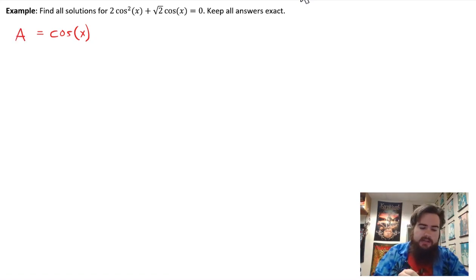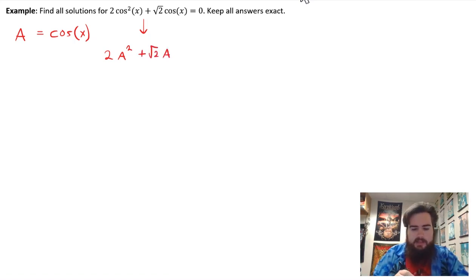If I do that, then I can rewrite my original equation of 2 cosine squared x plus square root of 2 cosine x instead as 2a squared plus the square root of 2 times a is equal to 0. Now this looks a little bit cleaner to me. It's a little bit simpler because there's less going on really.